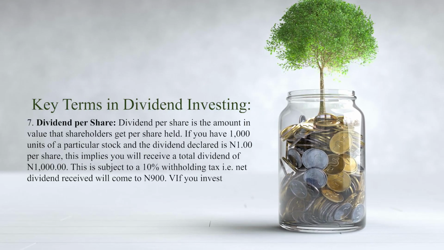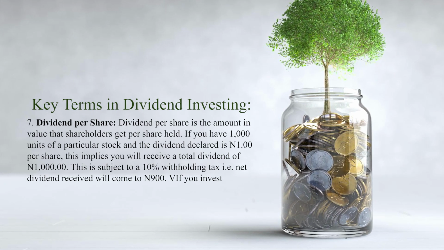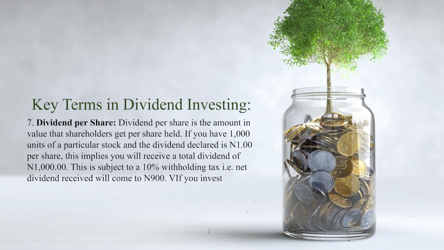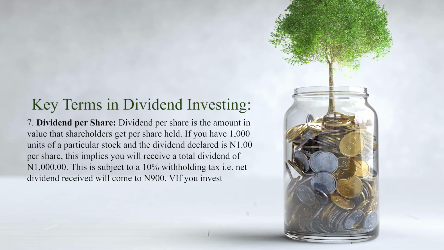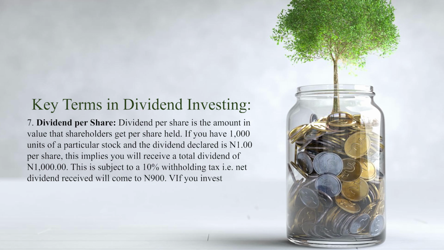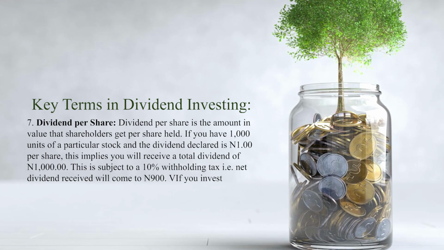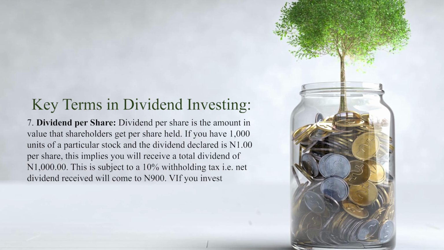7. Dividend per share. Dividend per share is the amount in value that shareholders get per share held. If you have 1,000 units of a particular stock and the dividend declared is 1 naira per share, this implies you would receive a total dividend of 1,000 naira. This is subject to a 10% withholding tax, that is, the net dividend received would come to 900 naira.